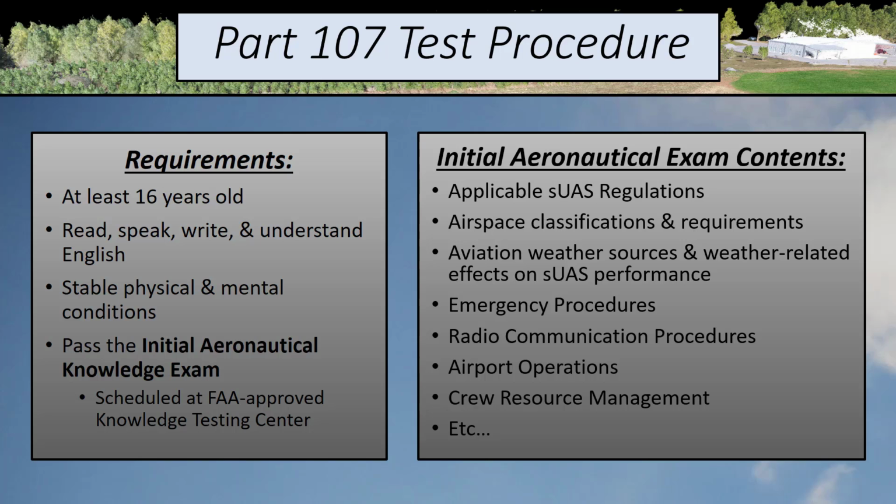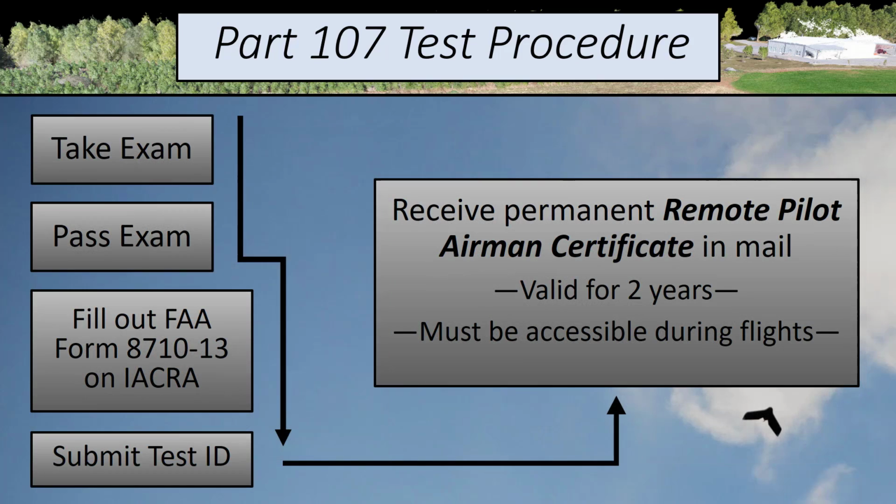At first, this list can seem rather daunting. However, there are plenty of study resources available for free through the FAA on their website. Once you have taken your initial aeronautical knowledge exam and passed it, then the rest of the process is rather simple and straightforward. You will then need to complete the FAA's Form 8710-13 using the electronic FAA Integrated Airman Certificate and/or Rating Application System, also known as IACRA.